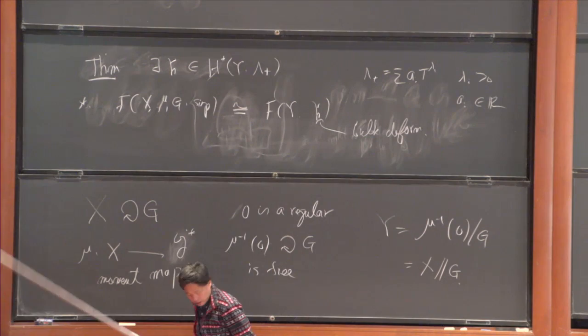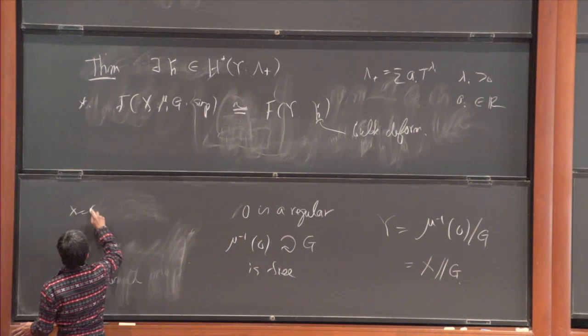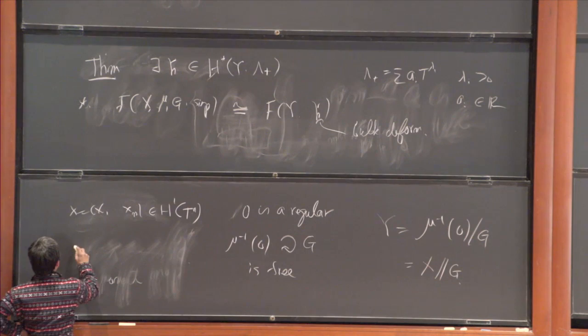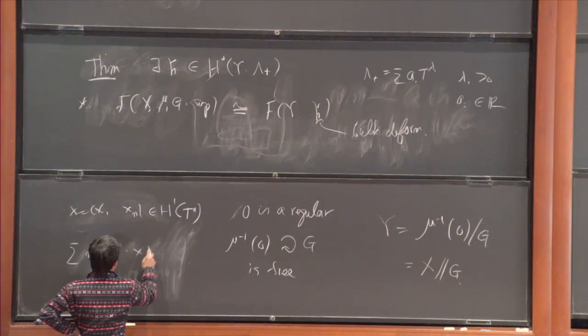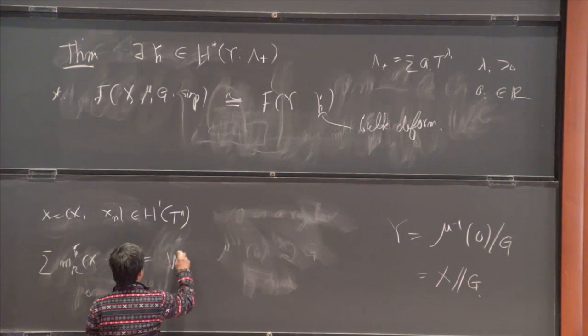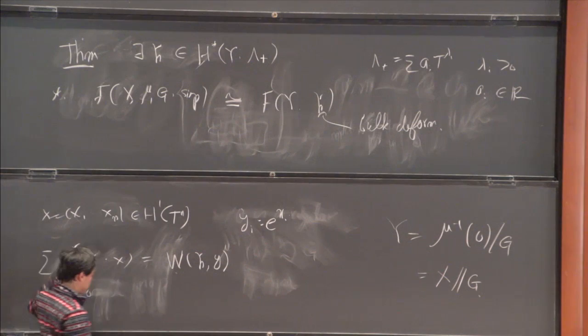So you have x = (x1, ..., xn) in H^1 of this T^n orbit. Then you consider this sum of m_k of x. And since we use this bulk class, we consider this one. And this sum is something called the Landau-Ginzburg superpotential. Here y_i is e to the power x_i, and this is a Landau-Ginzburg potential. So this is something we have downstairs.